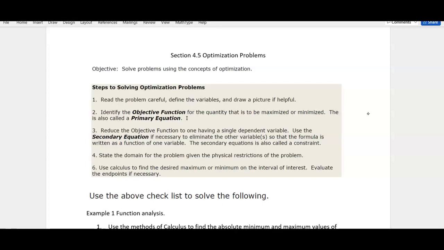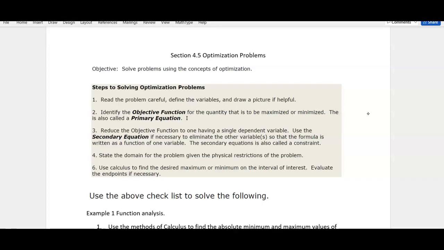So when we talk about optimization problems, we usually mean a word problem. And in the word problem, what you have to do is come up with the function first. I'm going to do an example of what you do when you already have a function first. But when you have a word problem, it's always helpful to define the variables and draw a picture. And we'll see that. For the objective function, we also need to know what it is we're maximizing or minimizing. Is it area? Is it length?